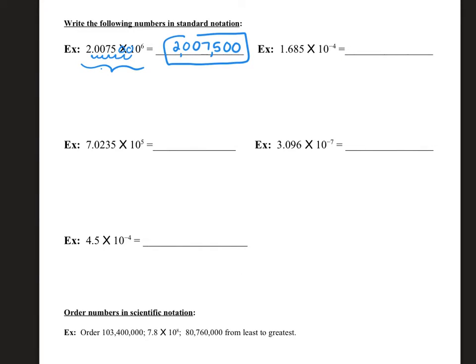If I look at my second example, I'm going to look at my power of 10. It's negative, which means my decimal is going to be moving to the left, and it's 4. So I'm going to move my decimal to the left 4 times. 1, 2, 3, 4. There's my decimal, and all those empty spaces, of which there are 3, are going to get filled with zeros. So 1, 2, 3 zeros, 1, 6, 8, 5. That would be the number in standard notation using traditional place value.